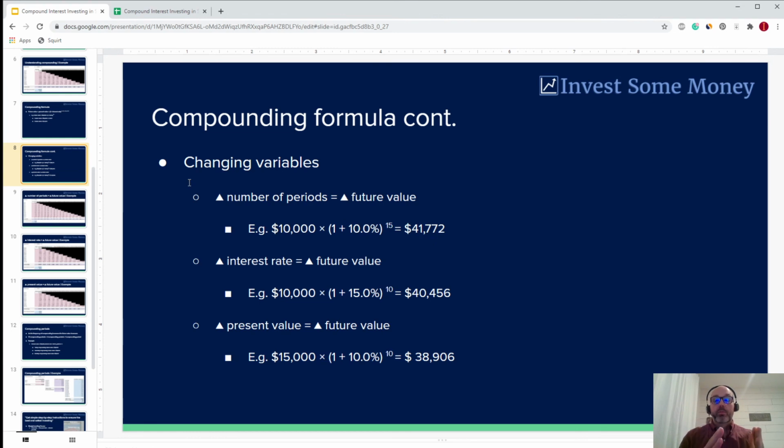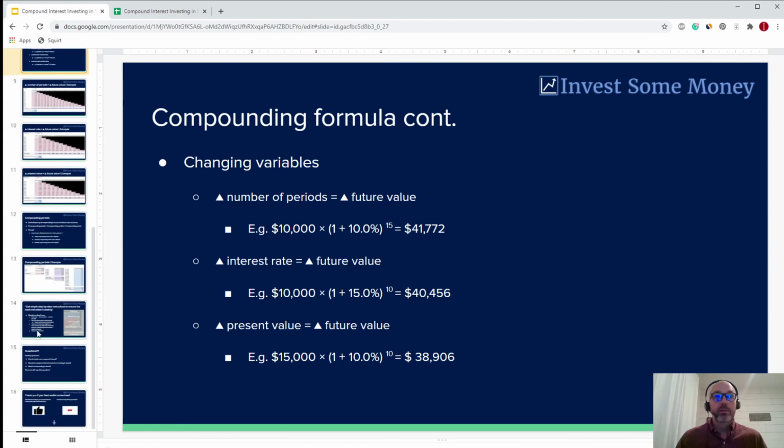So that's why the longer you hold a stock, the greater you can expect your future value to be. The greater the interest rate or rate of return on a stock, the greater the future value is going to be. The more shares of a stock you buy now, the greater the present value, the more that the future value of that stock is going to be.